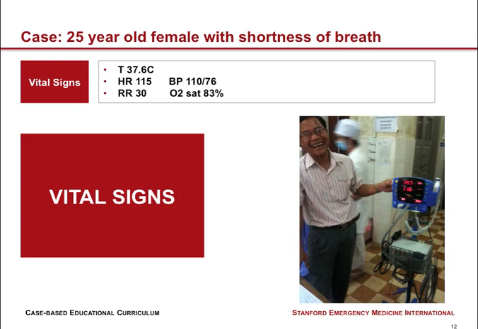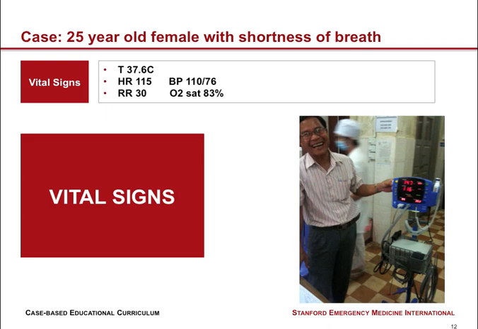And finally, we really need to establish vital signs on every patient. And the vital signs that we determined were her temperature was afebrile, 37.6, heart rate tachycardic 115, her respiration rate was 30 tachypneic, blood pressure was normal, 110/76, and her oxygen saturation was 83%.